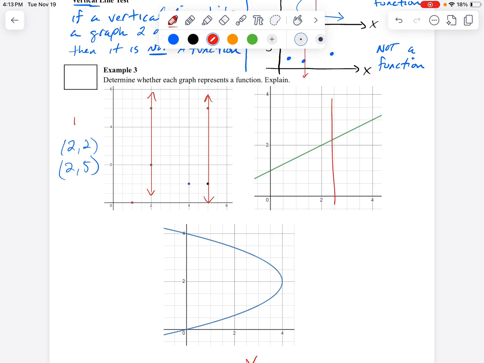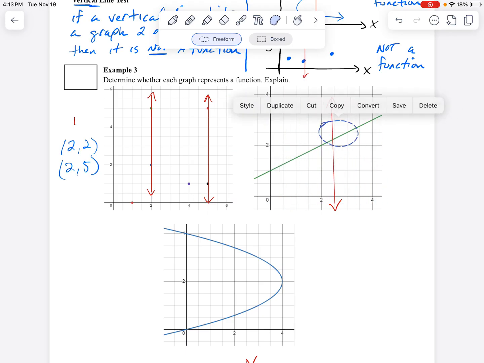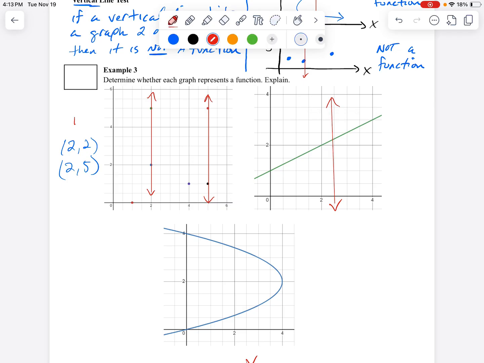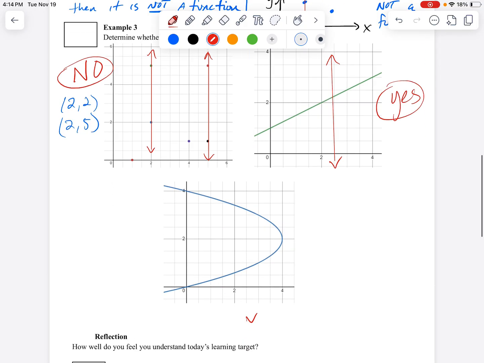This one is a function. There's nowhere on here that I can draw a vertical line. Okay, no matter where I move that vertical line, it never crosses that graph more than once. So that is a function. So, this is a no, yes, and then we saw this similar example before. Lots of places I could draw a line that would go through twice. So this is not a function.